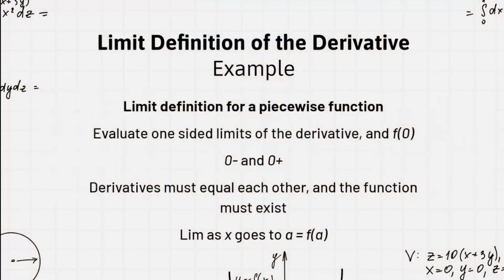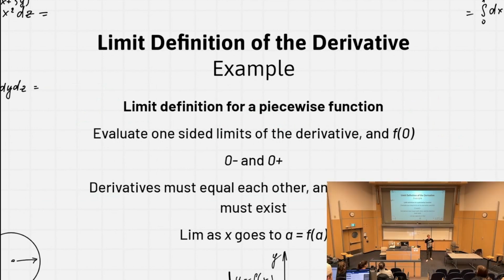This is kind of what we were talking about. In order for a piecewise function to be differentiable, you're doing those one-sided limits. The limit definition of the derivative from the left side equals the limit definition from the right side, and the function is defined at that point. These are a few common questions, especially in the past midterms. They'll ask you to show that this piecewise function is differentiable at the point 0. So the derivatives must equal each other, and the function must exist at that point. Then you know that it's differentiable, and the derivatives also have to exist.